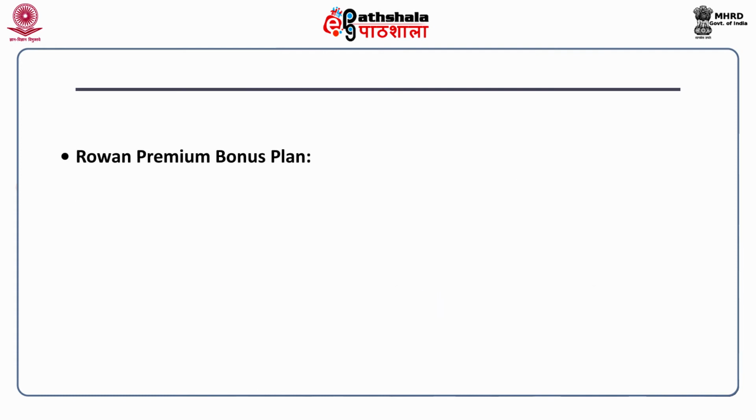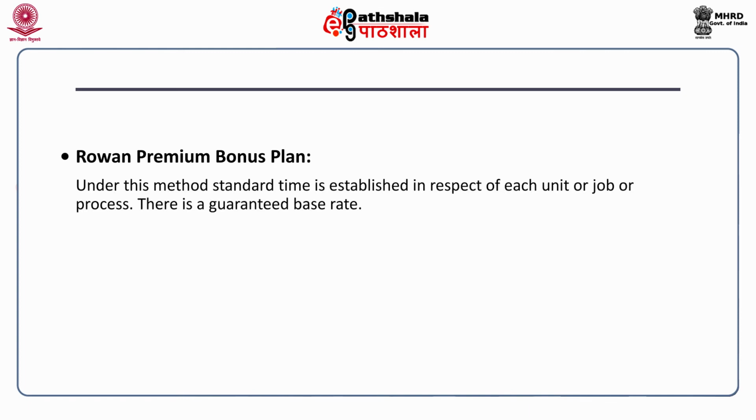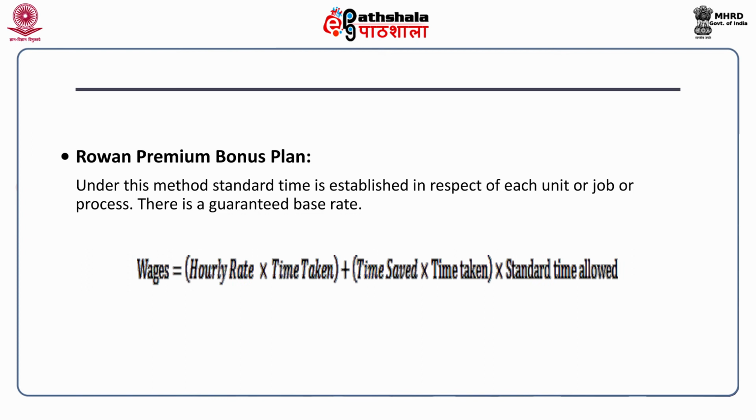Rowan Premium Bonus Plan. Under this method, a standard time is established in respect of each unit or job or process. There is a guaranteed base rate. A bonus is paid to the worker on the basis of time saved, computed as a proportion of the time taken, which the time saved bears to the standard time. The formula is wages equals hourly rate into time taken plus time saved into time taken multiplied by hourly rate, divided by standard time allowed.